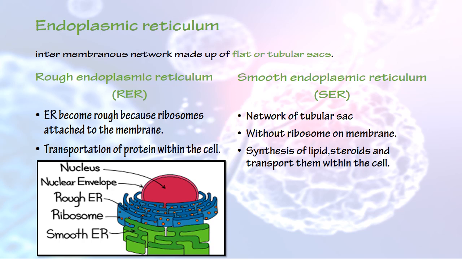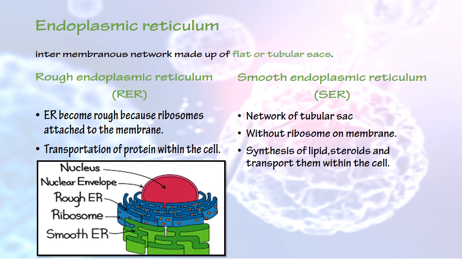So we can categorize this endoplasmic reticulum into two major types. One is rough endoplasmic reticulum, RER. The other is smooth endoplasmic reticulum, SER. What are the differences between rough endoplasmic reticulum and smooth endoplasmic reticulum?